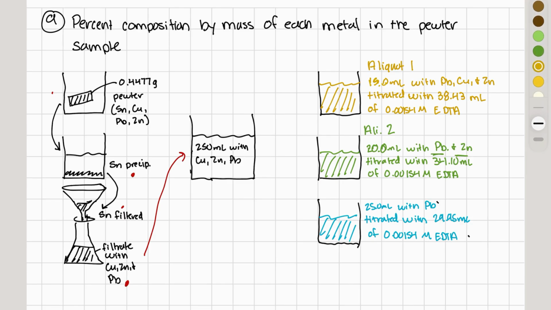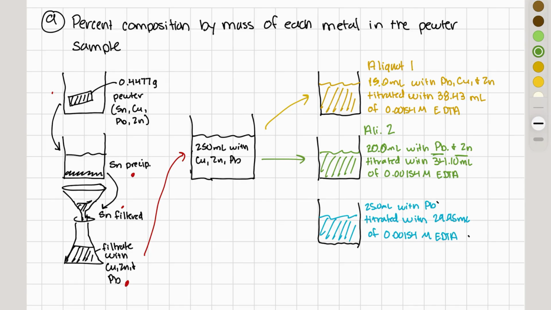And what we did is we split this into 3 different aliquots. So that just means 3 different samples, and we did some different things with them. For this first aliquot, we have 15 milliliters of the solution that gets buffered and titrated with 38.43 milliliters of this EDTA solution. There's no masking that's happening here, so we have all 3 of those metals in the solution.